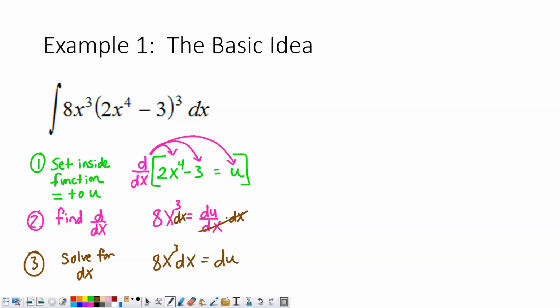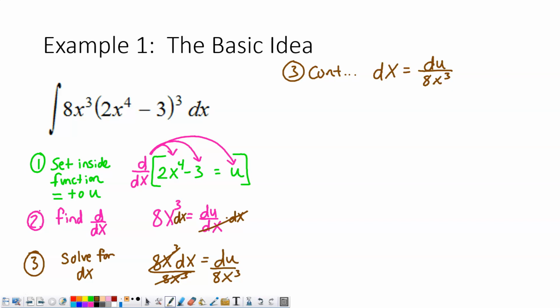But I don't have dx by itself yet, right? I want to get dx by itself. So my next thing I'm going to do is I'm going to divide both sides by 8x cubed. All right. So now to finish up step 3, I'm out of space, so I'm just going to put step 3 continued. We have dx is equal to du over 8x cubed.